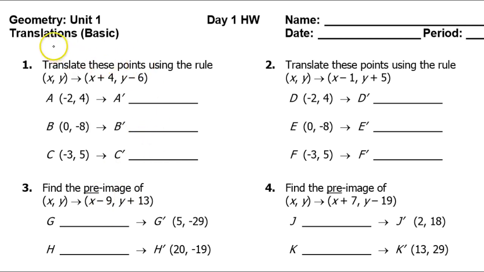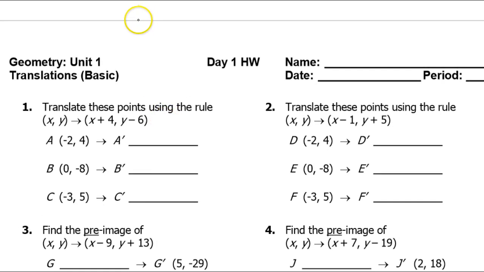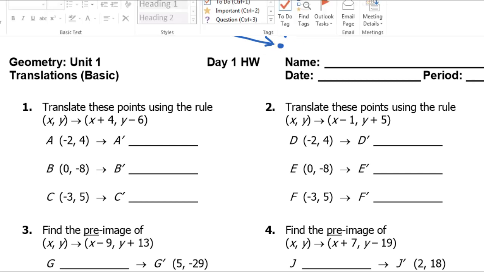Now look, translation is just a slide of a point or a set of points across the plane. So imagine that you have point P, and we are going to take that point and just slide it to a new location, and then it will be called P prime. Now in this lesson we're going to break that down.